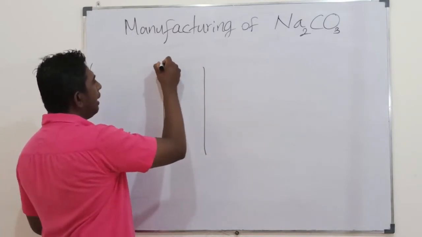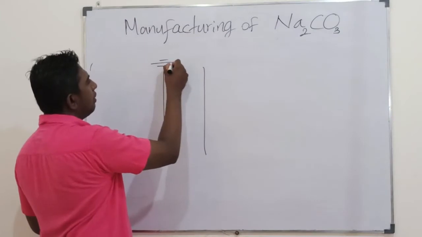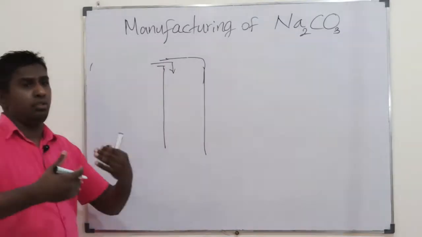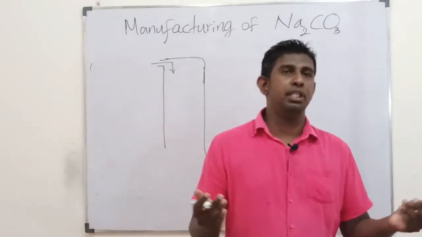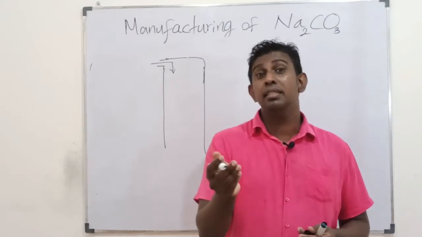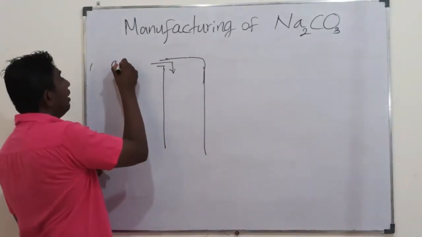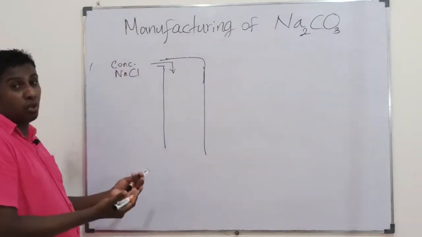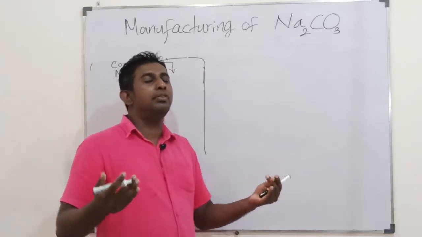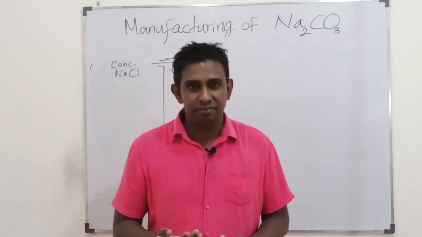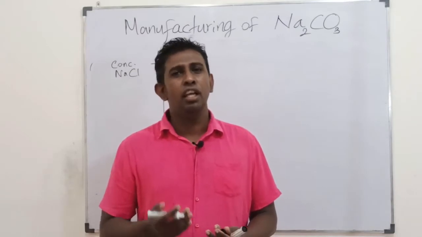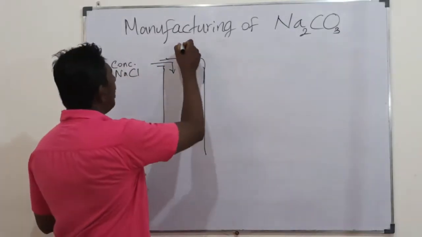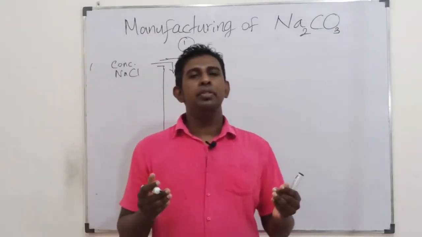So from the top, we pass our raw material solution. What's the raw material solution we have? It's the concentrated brine solution we feed. Concentrated brine solution, NaCl. Brine solution contains concentrated NaCl in it. It's pure, concentrated NaCl. We add it at the top of tower 1. This is tower 1, where we do the ammonification.